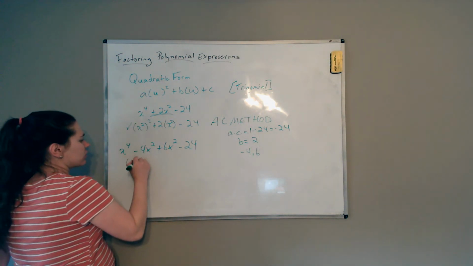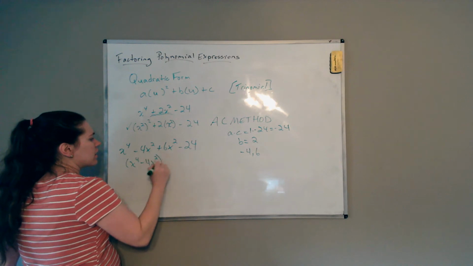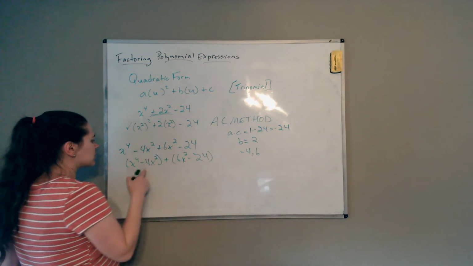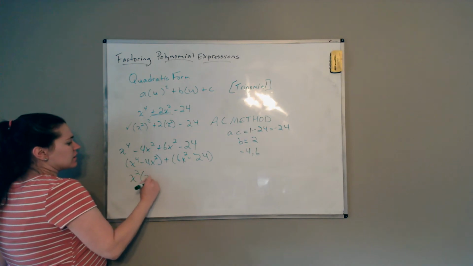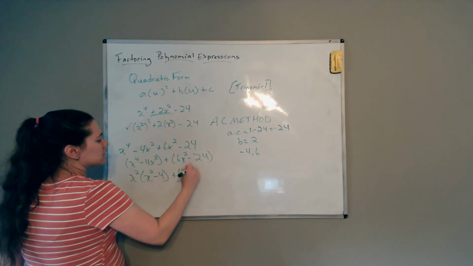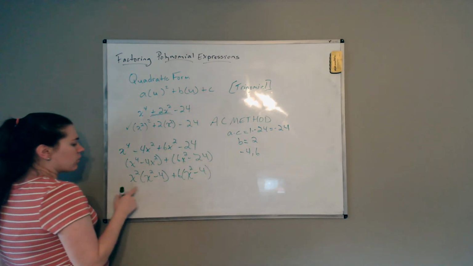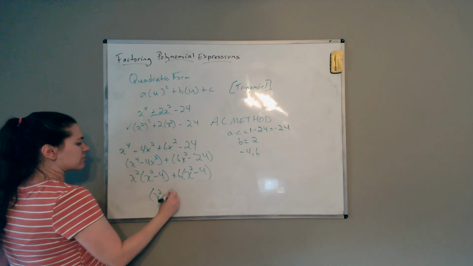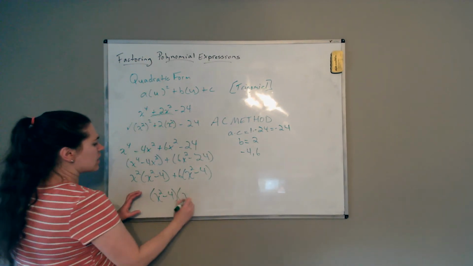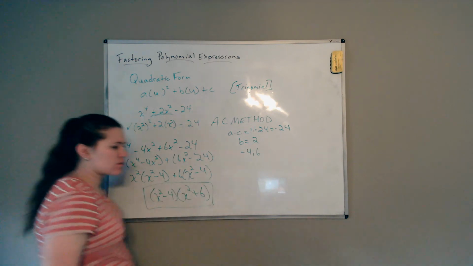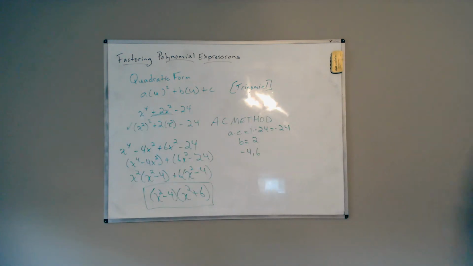This is x to the 4th minus 4x squared plus 6x squared minus 24. This is going to be x squared times x squared minus 4, plus 6 times x squared minus 4. What does this and this have in common? They share a factor of x squared minus 4. If we factor it out, we'd be left with x squared plus 6. Let's not worry about factoring any further for now. And that's what we would be left with.